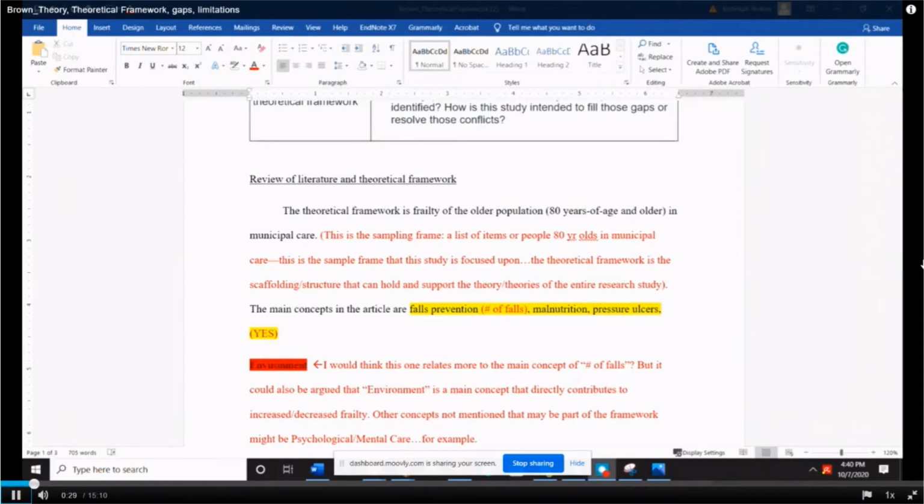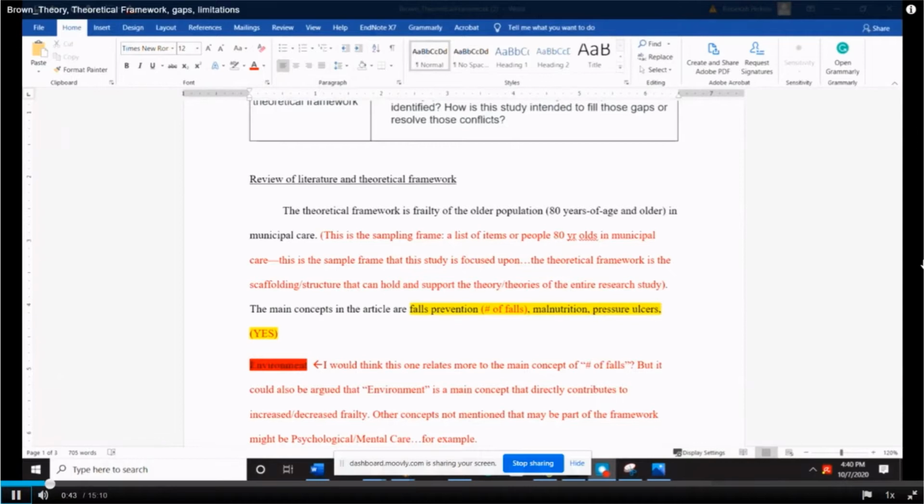You listed that the theoretical framework is frailty of older population in municipal care. And I would like to say that this is more of a sampling frame. So a sampling frame is a list of items or people that you're going to study. So in this study, we're going to study 80-year-olds in municipal care. And so this is the sampling frame that the study is focused upon.